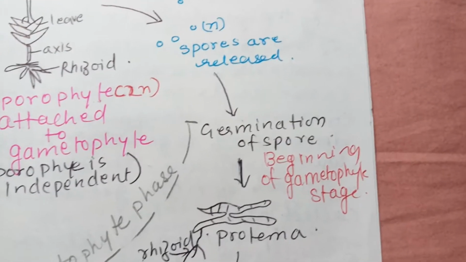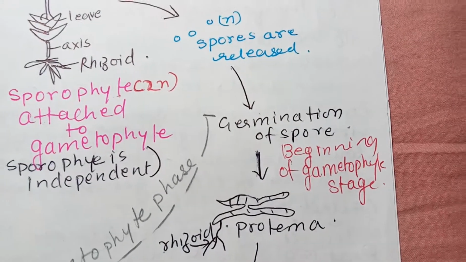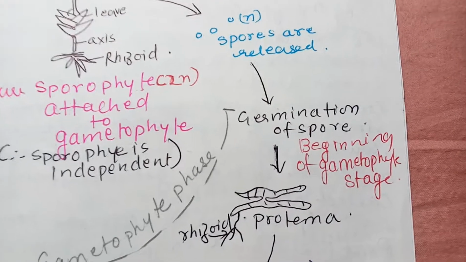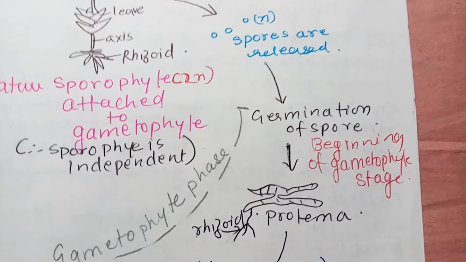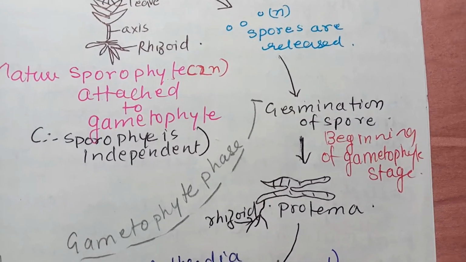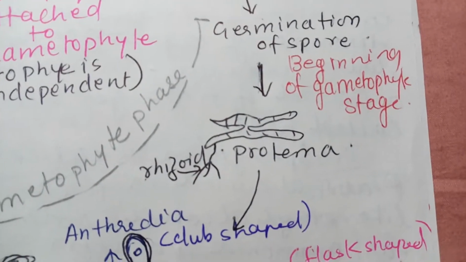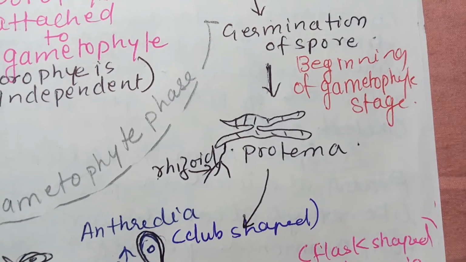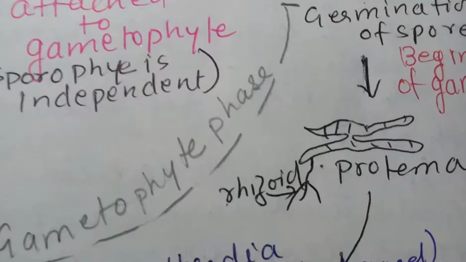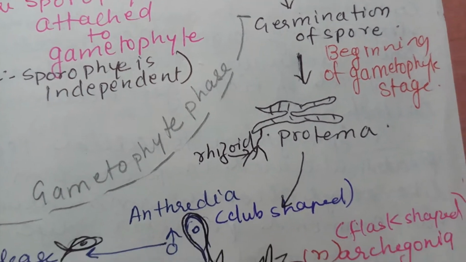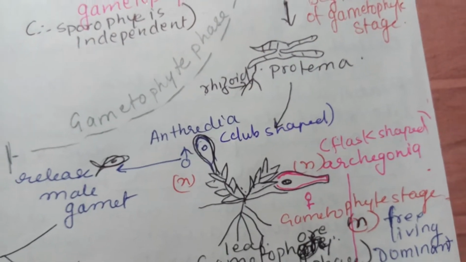Then these spores get germinated. Now where the germination of spores starts, we call this phase the beginning of the gametophyte stage. Okay. Now from the germination, this filamentous structure is formed, which is called protonema. Then later on, from the protonema, the rhizoid, root-like structure, develops. Okay, and then they give rise to the leafy structure.